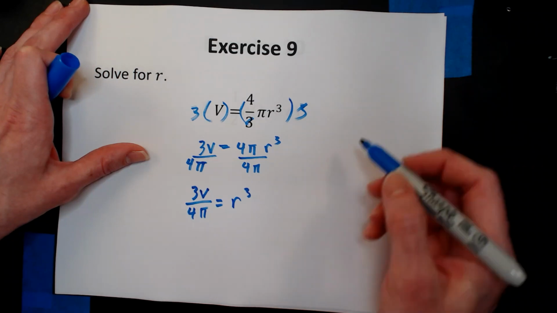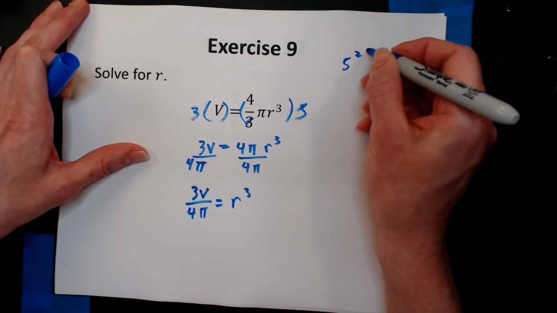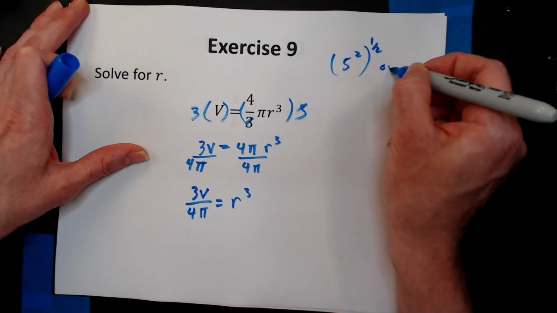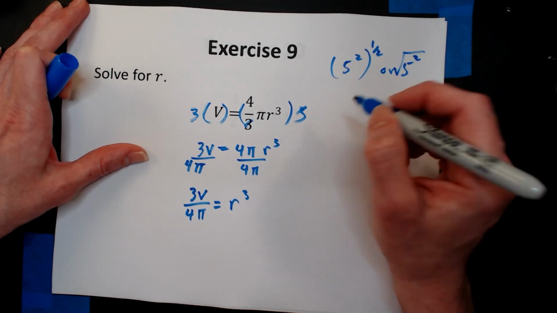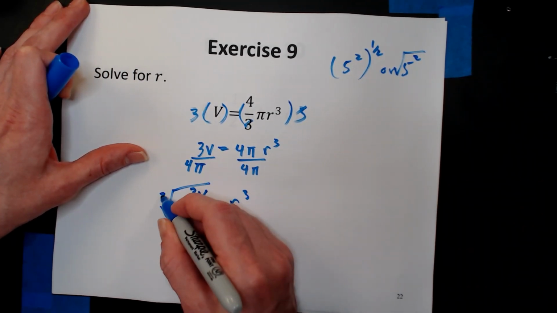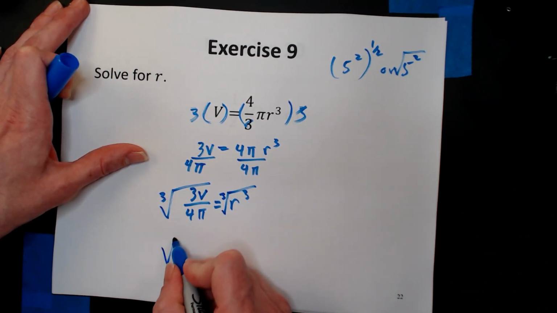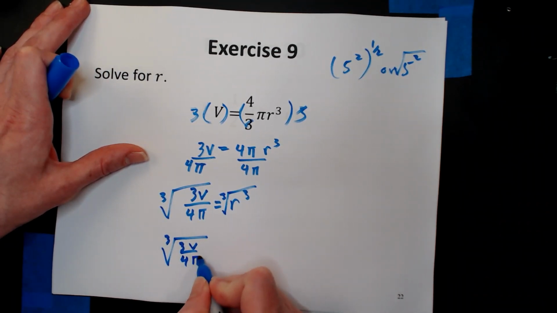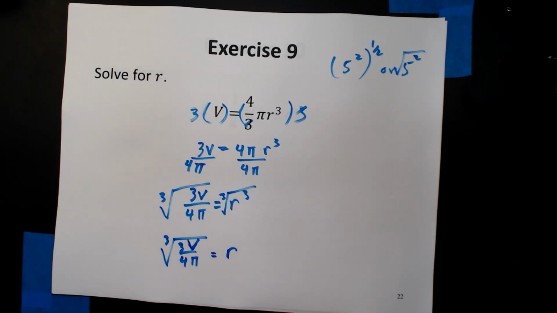Now if we want to get rid of a cube power, remember our rules of power, if we had something like 5 squared, well, if I want to get rid of that squared, I could take the square root of it. So here I'm going to take the cube root of both sides, and so that's going to give me the cube root of 3v over 4 pi equals just r. And that's our answer there.